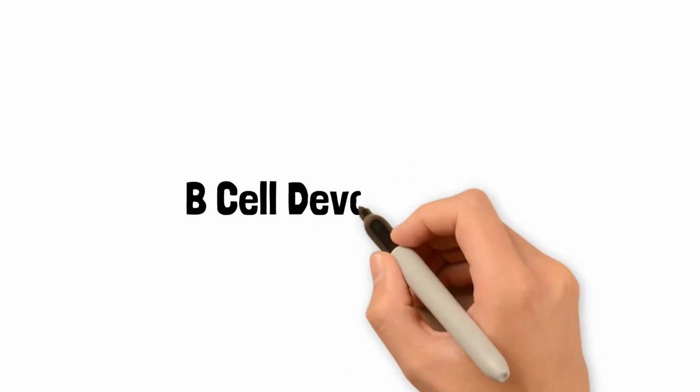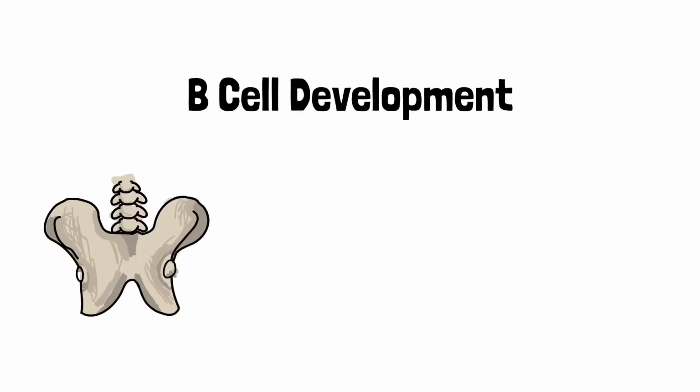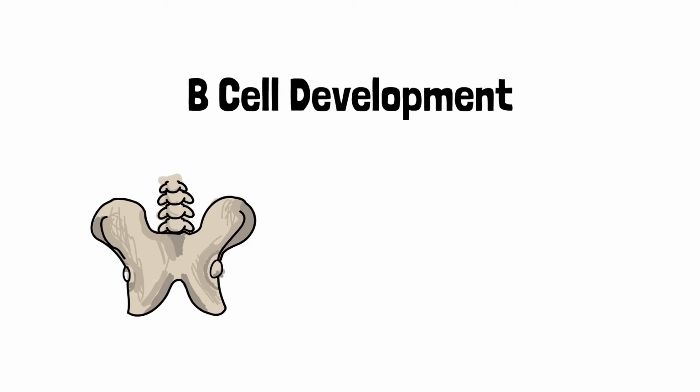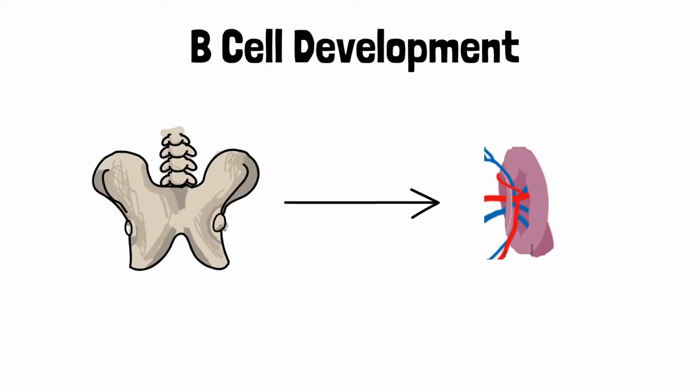This video is on the development of the B cell in the bone marrow. The B cell starts its path in the bone marrow and then travels to the spleen to complete its path. The B cell grows from the HSC.